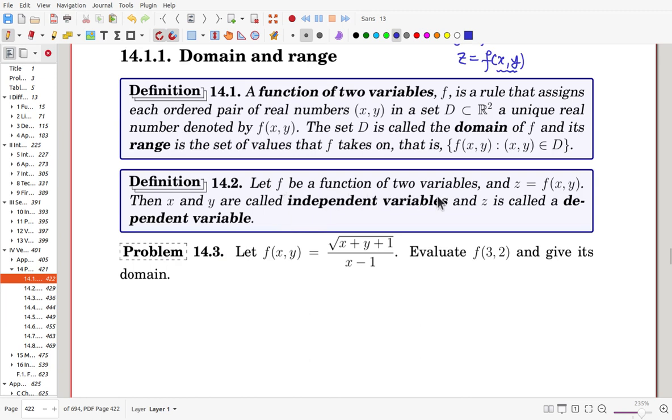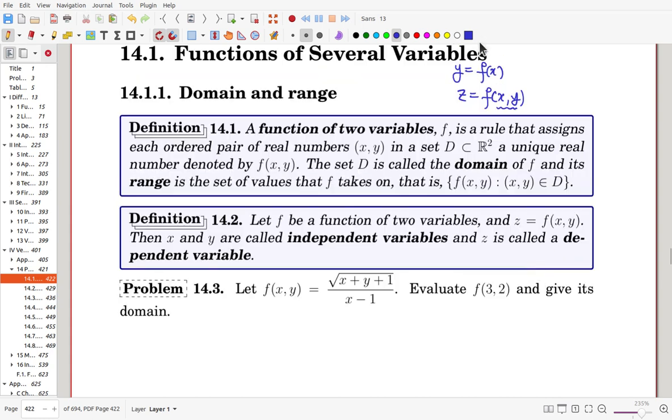F is a function of two variables, and we write it in this way. Then x and y are called independent variables, exactly as for the usual function, where x is the independent variable and y is the dependent variable. For a function of two variables, x and y are independent variables, and z is the dependent variable. It's a quite simple expansion.